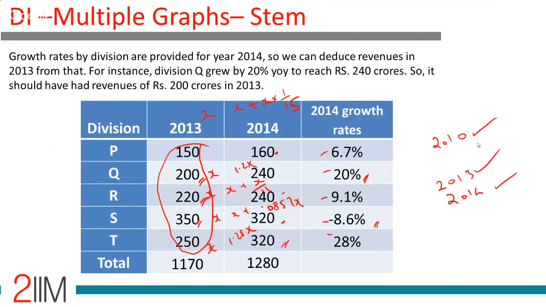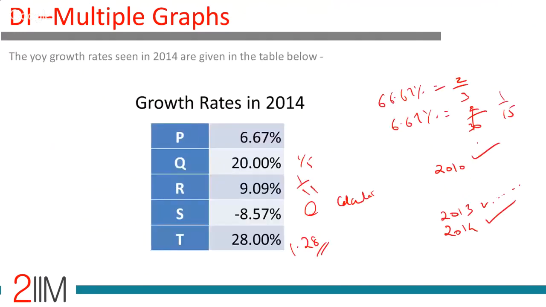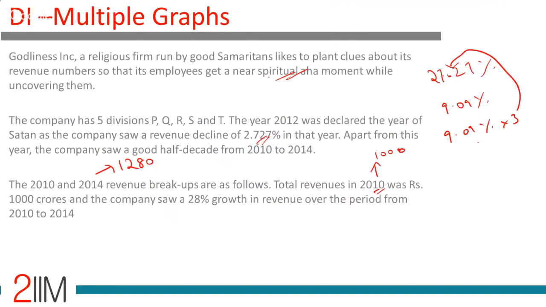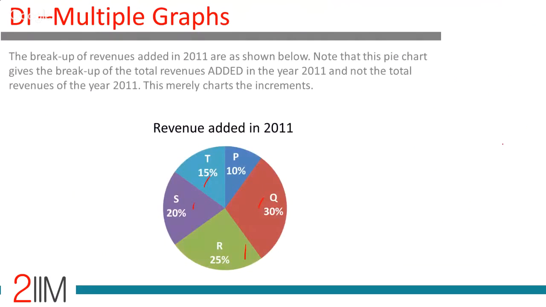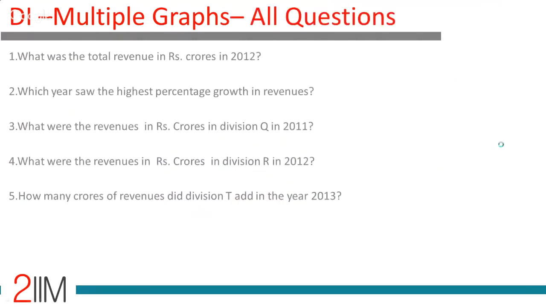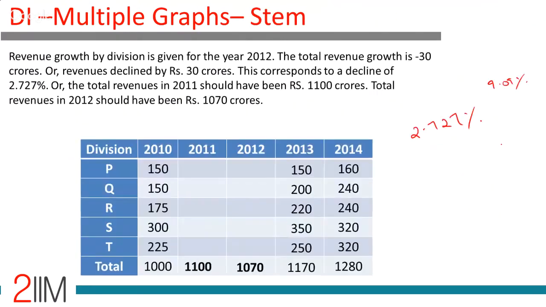2.727%. You've already seen this one, so I'm going to go all the way back there. What do we have here? 9.09% into 3 is 27.27%. By 10 is 2.727%. So what is that as a fraction? That as a fraction here is going to be 3 by 11.